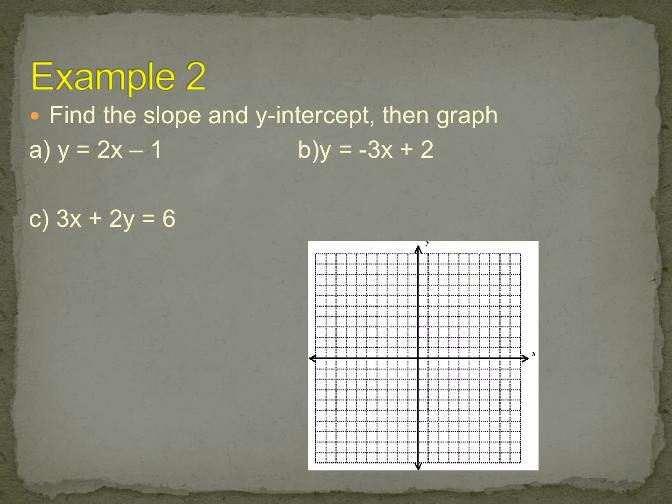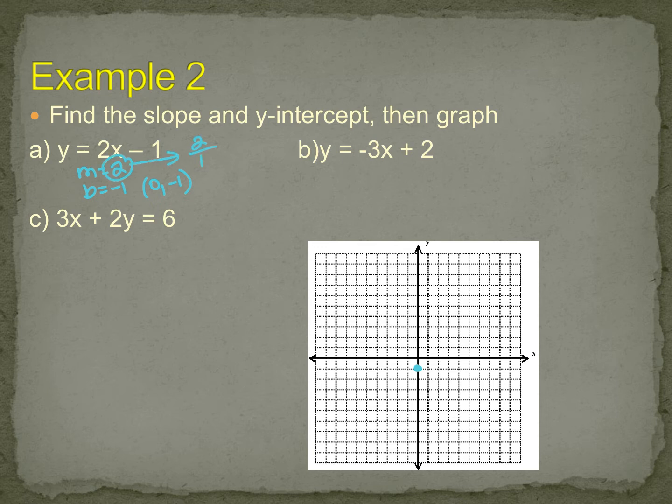All right, so example 2, find the slope, the y-intercept, and then graph. So we're going to put these all on the same coordinate grid, which means we want to label them. A says y equals 2x minus 1, so my slope is 2. My b is negative 1, so my y-intercept is 0, negative 1. I'm going to start there at negative 1 on the y-axis. And then slope being 2 means that my rise is 2, my run is 1.